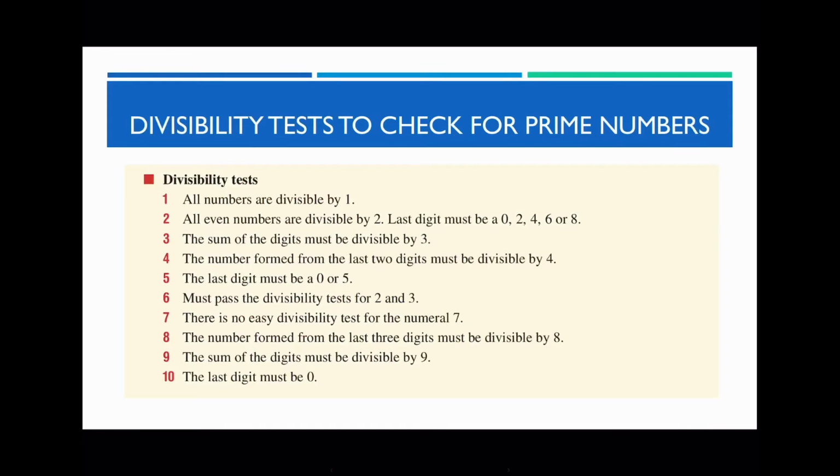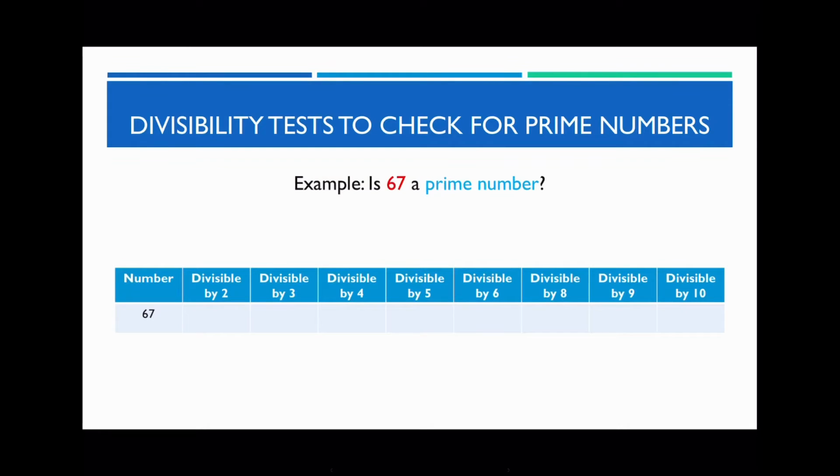Now, what we're going to be looking at is the divisibility test to check for the prime number. This is relating to the previous lessons, where I've shown you different ways for us to quickly check whether a number is divisible by the numbers 1, 2, 3, 4, etc., with the exception of 7, since there's no easy divisibility test for the number 7. So let's look at how we could use what we learned from the previous lesson to test whether a number is a prime number or not.